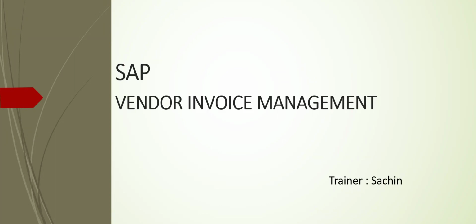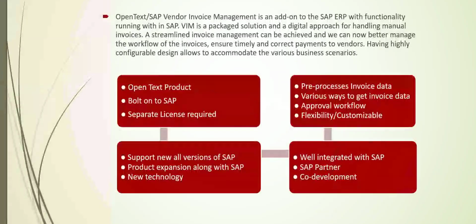So first is an introduction to Vim. What is Vim? Vim is a product. It's a tool developed by an organization known as OpenText, OpenText AG. The tool was developed by them long back, I don't recall the exact year, when the version was 5.1, the initial version, and from there they have developed or enhanced the tool further along with SAP. A few years back SAP partnered with them, so now OpenText and SAP are partners.